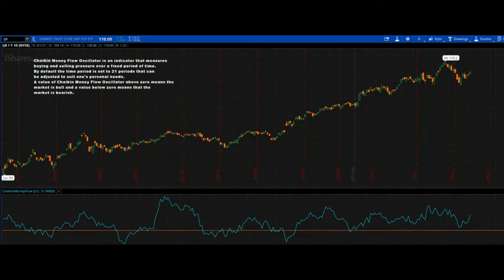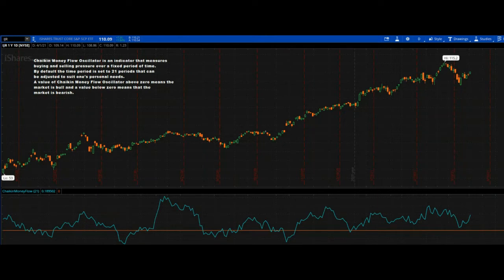Alright friends, this right in front of you is a 1-year daily chart of IJR. On the upper part, you will see the price chart, and on the bottom, this right here, I have plotted the Chaikin money flow oscillator.